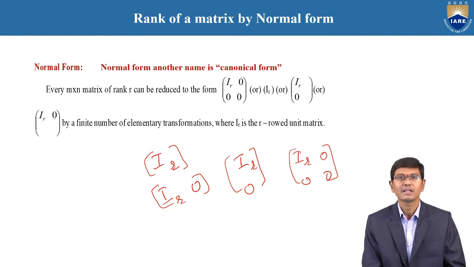Finally, the given matrix is reduced to any one of these standard forms: the unit matrix of order R, otherwise IR 0, IR 0 0 0, and so on. That means every m by n matrix can be reduced to one of these forms. Finally, this type of matrix is said to be the normal form of a matrix, or it is called the canonical form of a matrix.